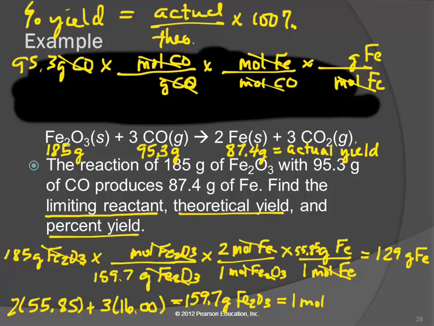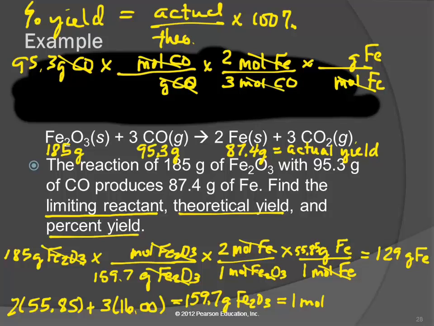So the middle term is the easy one because we just get it out of the equation. In front of the iron is the number 2, so we put a 2 here. And in front of CO is the number 3. That's the only place you can use those coefficients. Don't do them anywhere else.